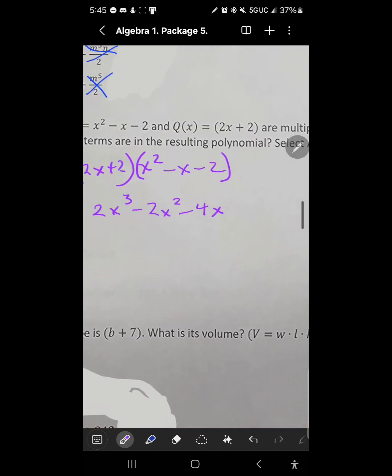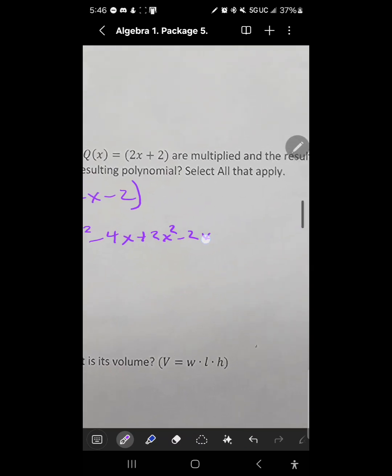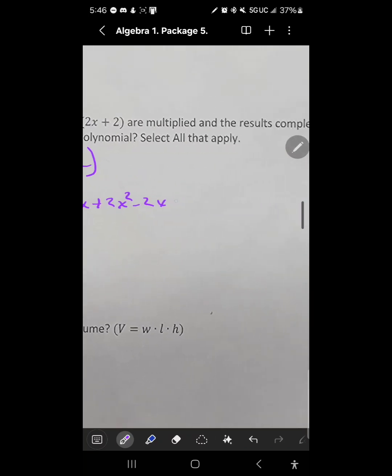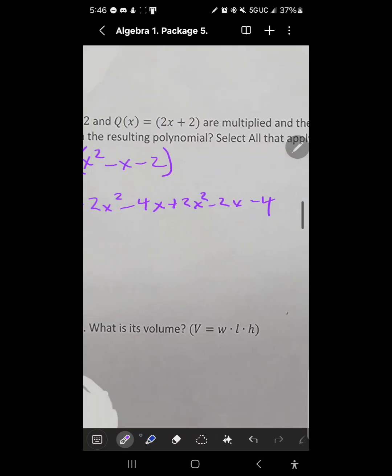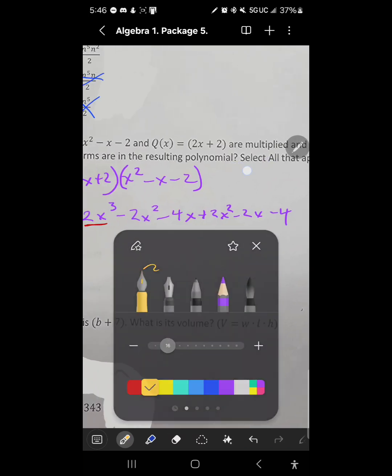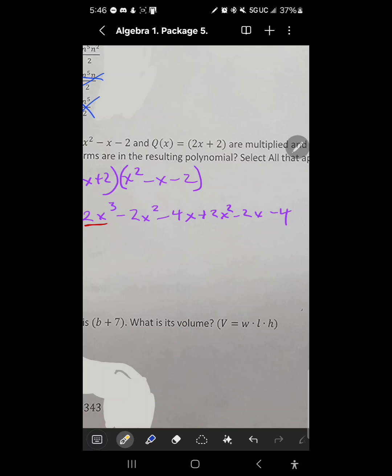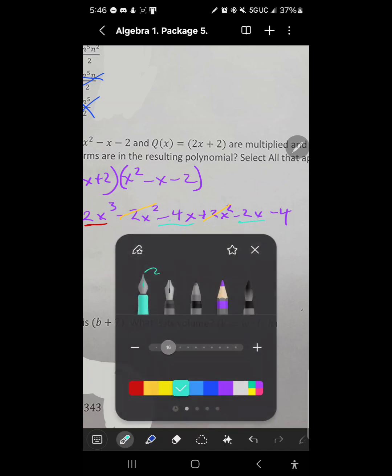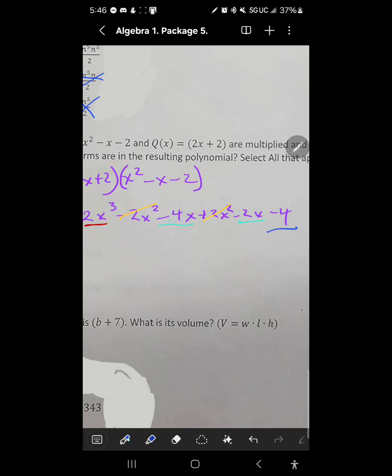Now here we say 2 times 1 is 2, 2 times x squared, 2 times negative 1 is negative 2, 1 times x, just x, and then 2 times negative 2 is just negative 4. Now we need to combine the like terms. So we have an x cubed here. We have, okay, these two cancel out. Then we have the x all by itself and the sole value.